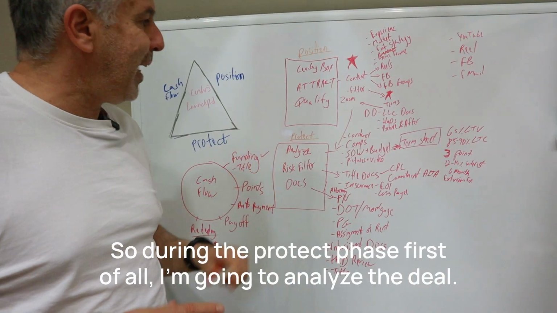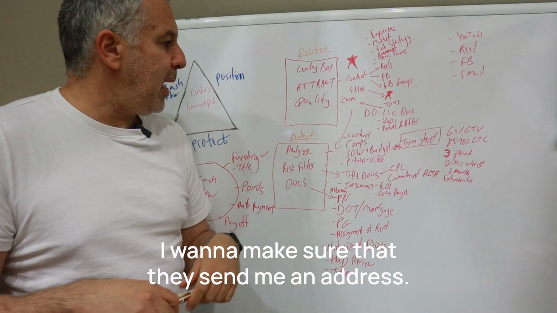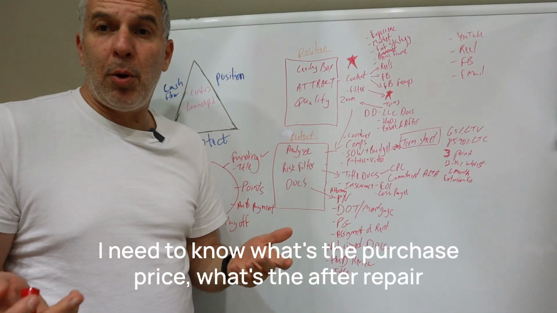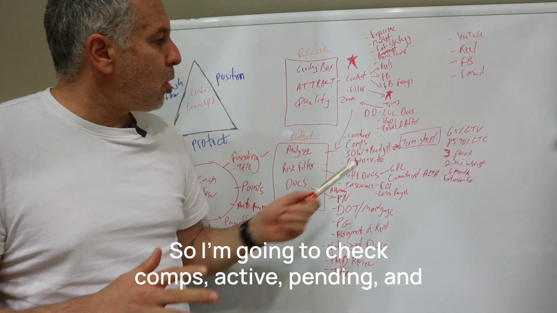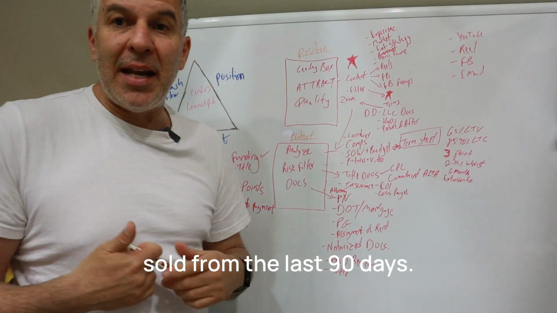So during the protect phase, first of all, I'm going to analyze the deal. I want to make sure that they send me an address. I need to know what's the purchase price, what's the after repair value supported by comps. So I'm going to check comps, active, pending, and sold from the last 90 days.